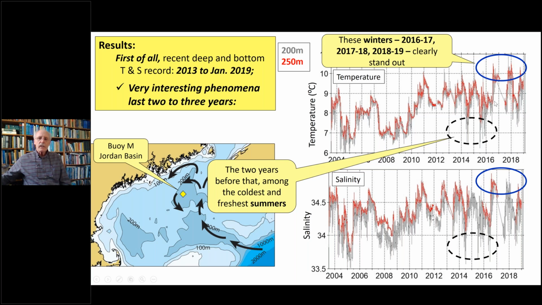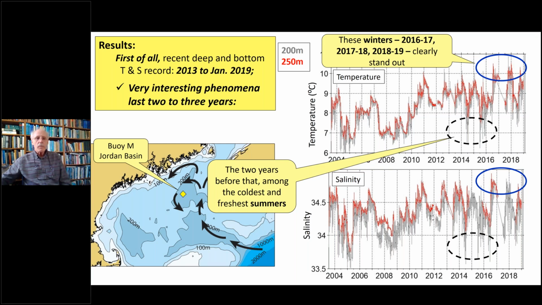But what I didn't show you, because we hadn't collected those data for the earlier analysis, is the last 3 winters, summer-fall periods, where we see some of the warmest and saltiest waters in the Gulf of Maine throughout the record. Interestingly, too, before that, we see some of the coldest and freshest waters. So this is a fascinating phenomenon, and I'll speculate more on what that is here, or will I?